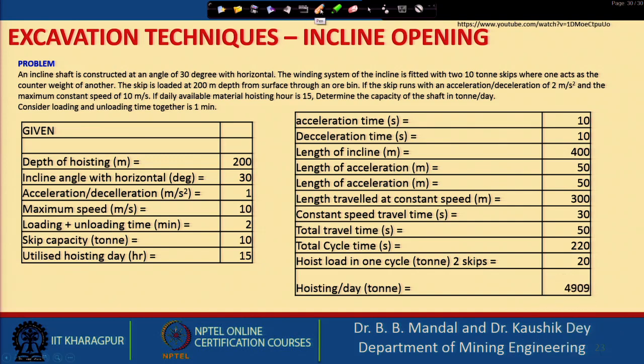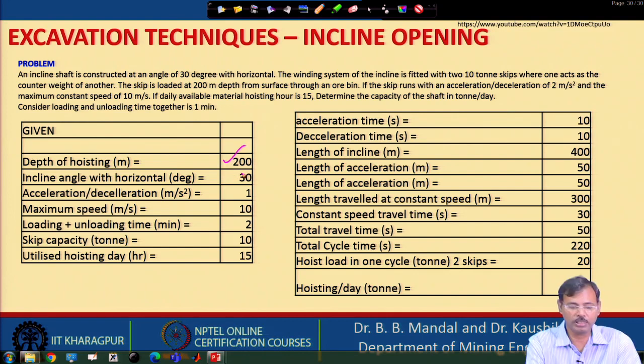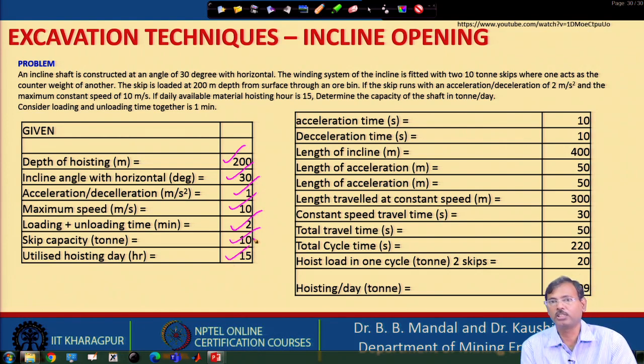So, this is the consideration of this problem, and considering that, if we try to solve this problem, we can see we are having depth of the shaft 200 meter, inclination 30°, acceleration deceleration 1 meter per second square, maximum speed 10 meter per second, loading unloading time is considered 2 minute, and skip capacity 10 ton, daily available utilized hoisting hour is 15. So, our acceleration time is 10 second to reach the 10 meter per second velocity. Similarly, deceleration time is also 10 second.